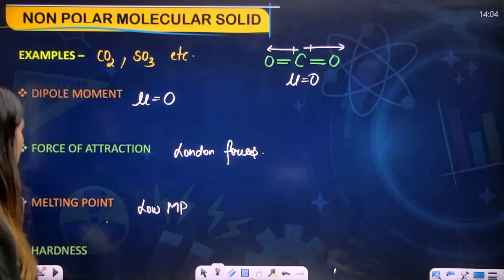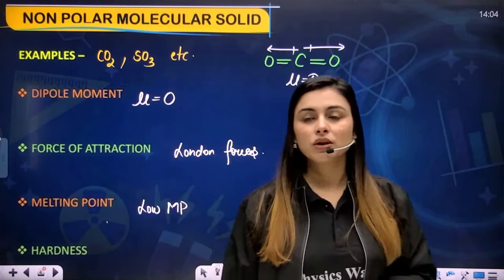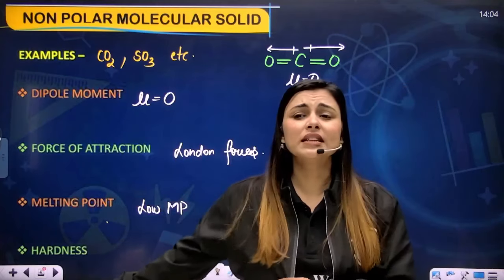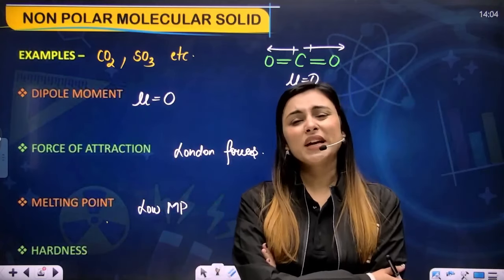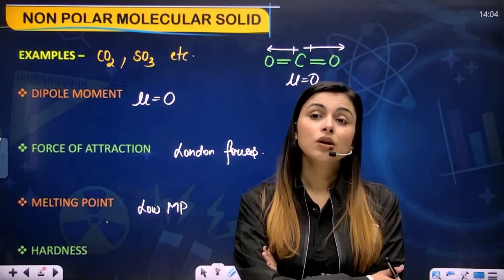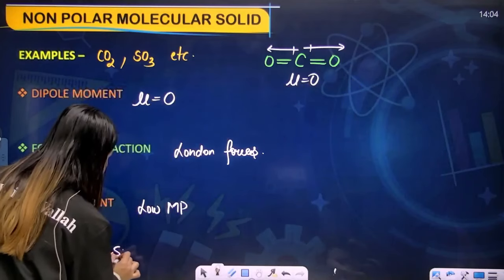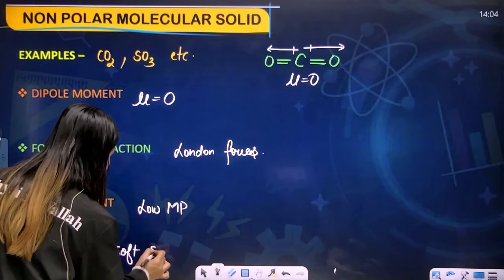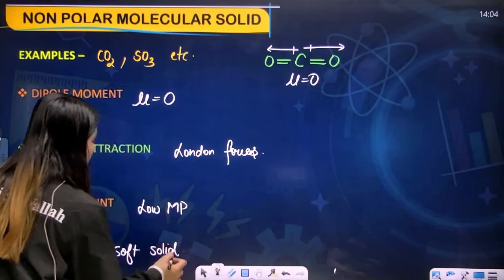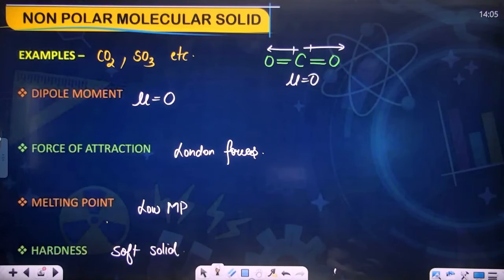Let's talk about the last part, which is hardness. Now, my dear students, if you talk about the solid, you can see that the interactions are very weak. Weak London forces are present, so it cannot be a hard solid. It will be a soft solid. So it is a soft solid. This is what we need to know about non-polar molecular solids. Please write it down and then we'll move forward.